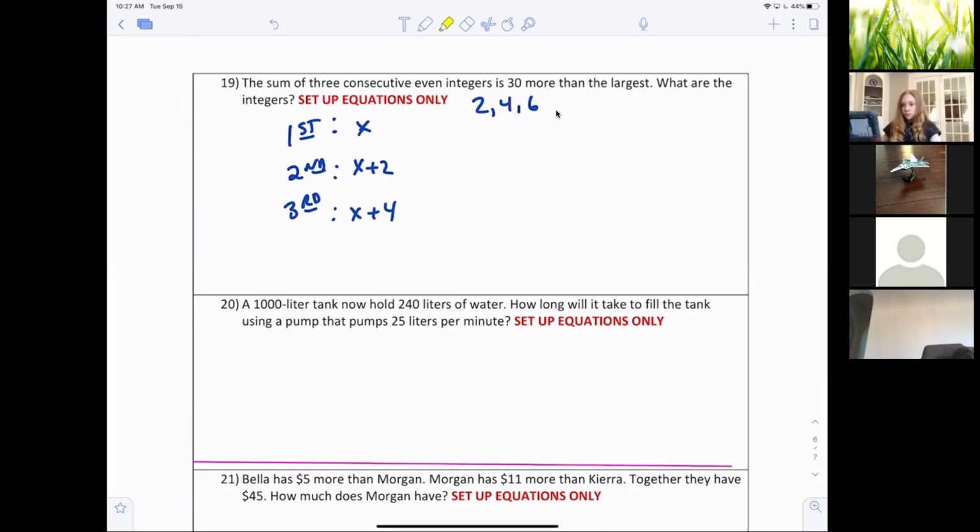I kind of messed this up. No, come on, read to me the top. The sum of 3 consecutive integers. Stop right there. So what's the sum of those 3 integers?